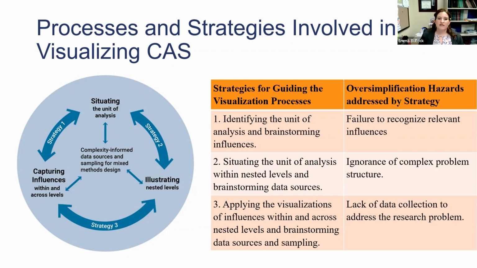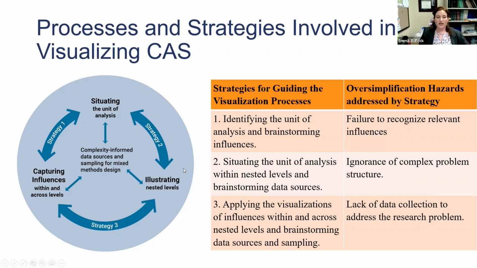And so that's where we came up with three strategies specifically to address oversimplification hazards that help us to engage in these processes. Strategy one overlaps and contains both situating the unit of analysis and capturing influences. Strategy 1 is where we identify what the unit of analysis actually is that we're interested in, and then we begin brainstorming influences on that unit of analysis. By doing that, we address the hazard of failing to recognize relevant influences.